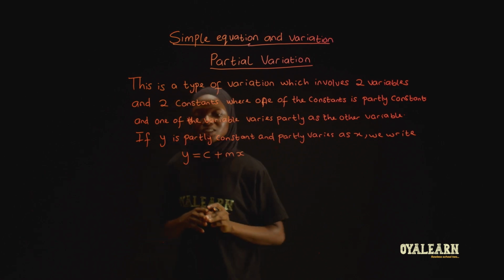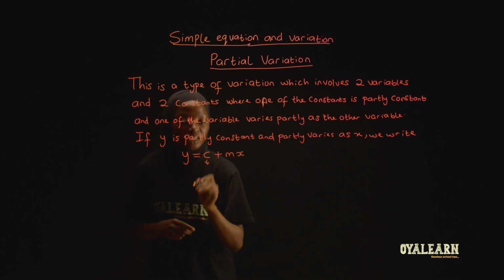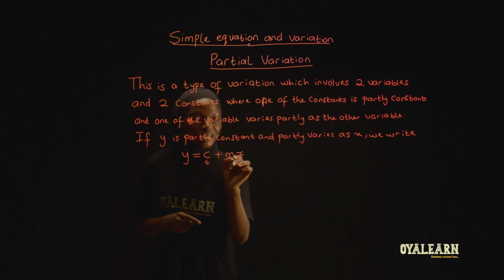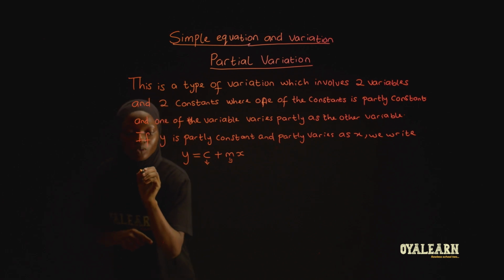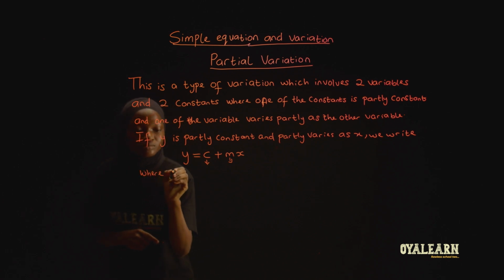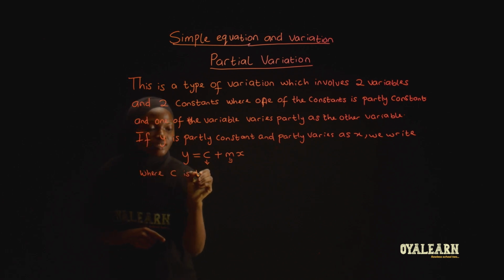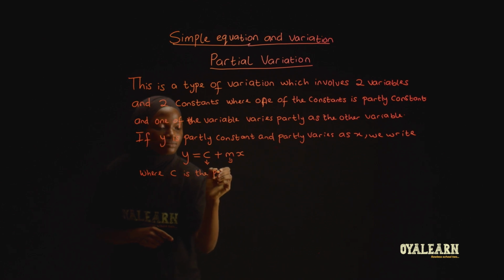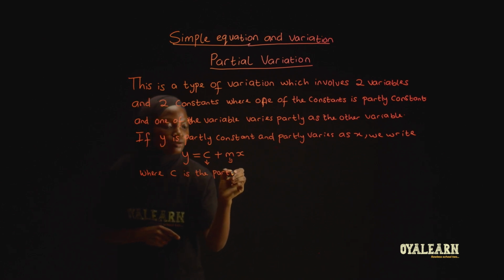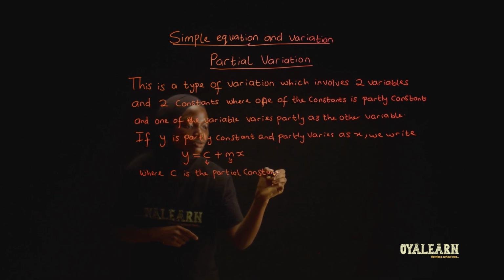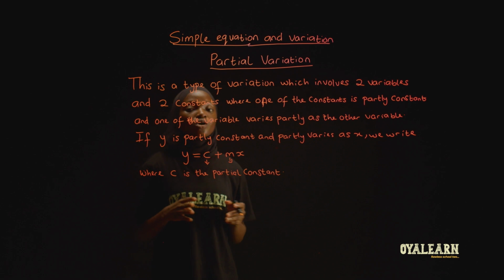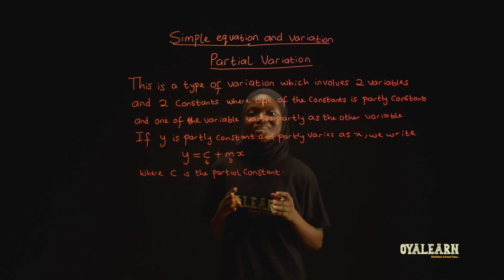Now this c plus mx here, what does it mean? This c here is the partial constant, while this m here is the constant of variation for this x. So let's put that down, where c is the partial constant. And that's what partial variation is all about.